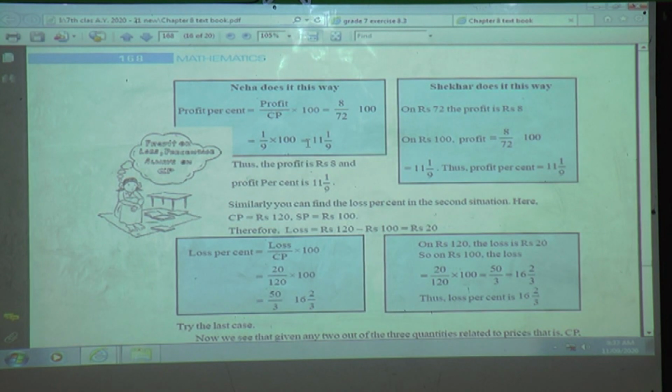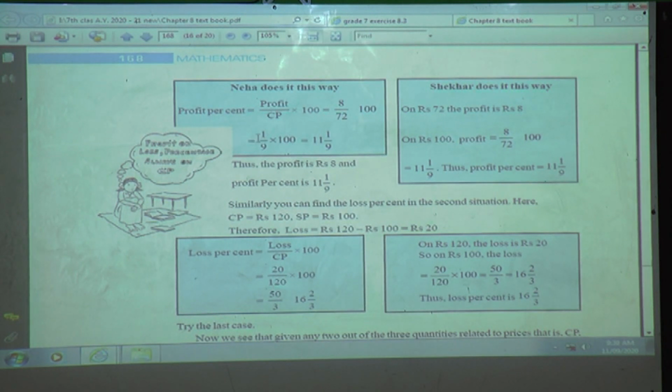We have to follow the easiest method to calculate the percentage, whether it is a profit percent or a loss percent. So we will see how Neha has calculated. Neha does it this way: profit percent is equal to profit upon CP multiplied by 100. What is the profit? We had calculated by the formula that 8 was the profit and CP, our cost price, was 72, multiplied by 100. After reducing this, 8 ones are 8 and 8 nines are 72, so it will be 1 upon 9 multiplied by 100.